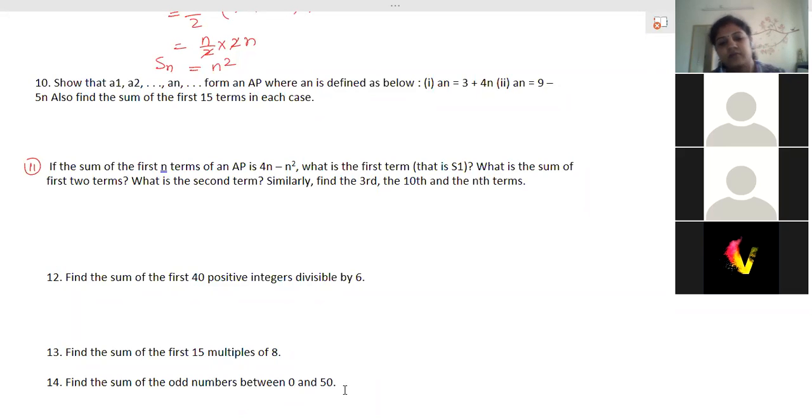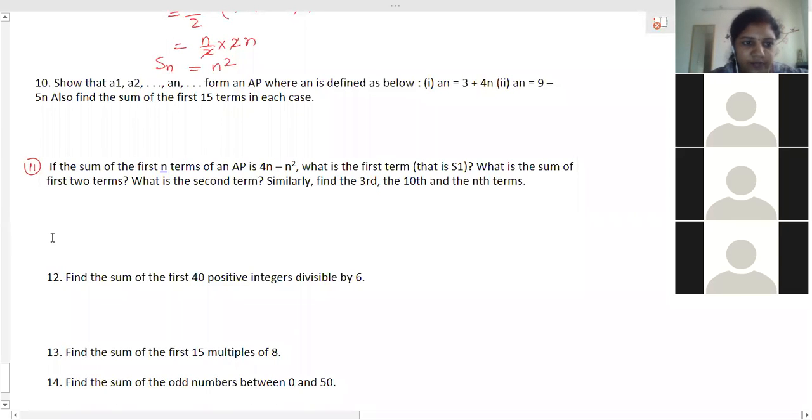We just have to divide it by 2 because that many odd numbers are there. It says 25. N is 25. Ma'am, is the 14th answer 625? Yes, right. Okay, fine. So everyone has done, I think, the 10th one. The 11th one, I'm solving.